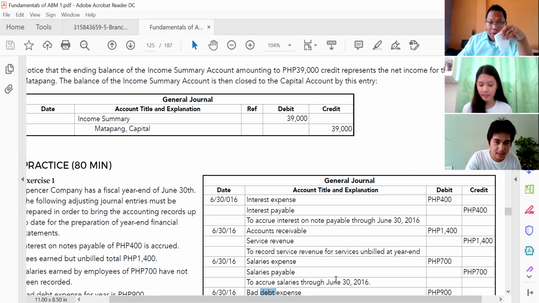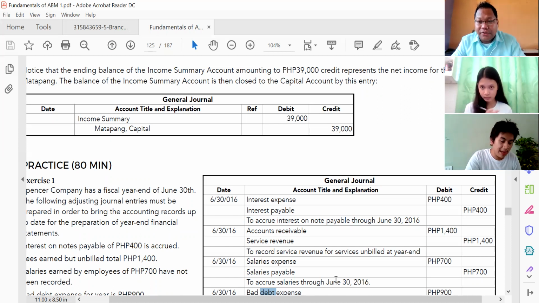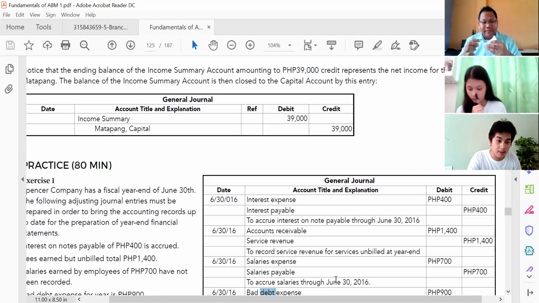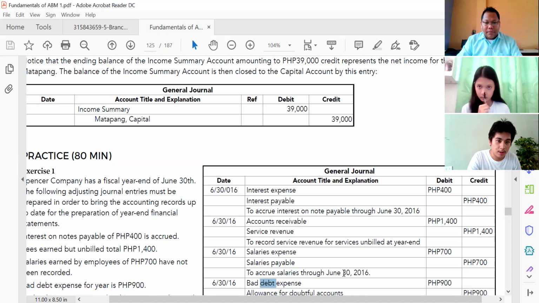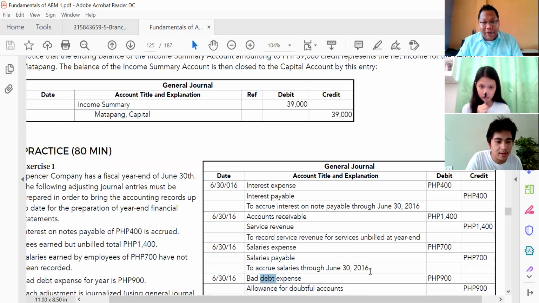Cash? We learned yesterday in finance, last Tuesday, that depreciation is not a cash flow. Depreciation and bad debts are not cash flows. So what will you put on credit? Accounts payable. Allowance for doubtful accounts.